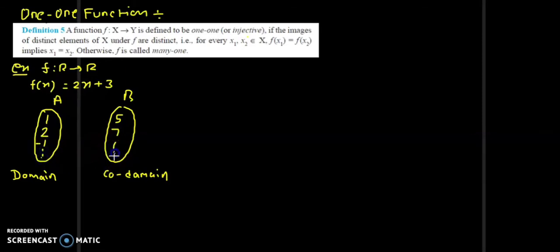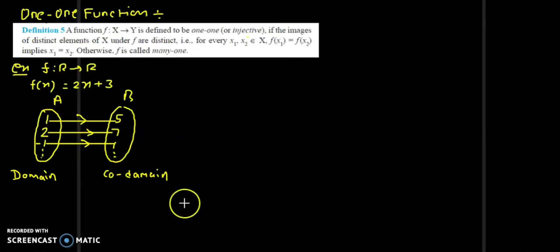Means all the elements are having the unique image. All the elements of domain are having unique image in codomain. And one more thing I would like to tell: here all the elements are having unique image in B. If any elements are not having the image in B, then we'll say it is not one-one. If all the elements are having image here, then the function is called a one-one function.